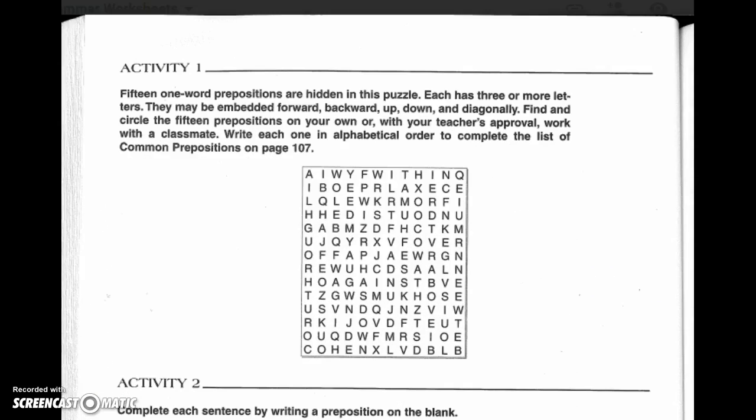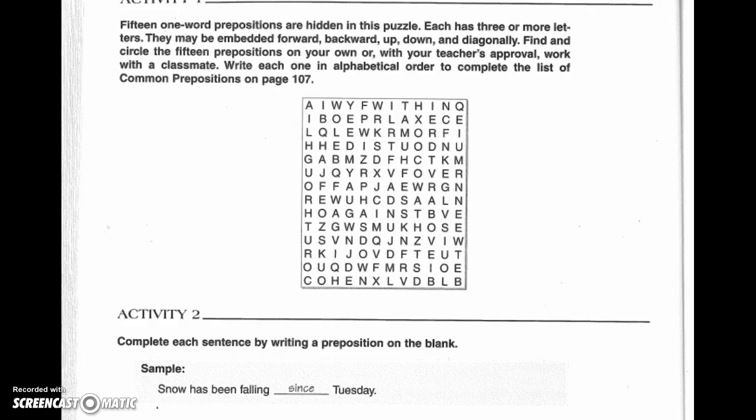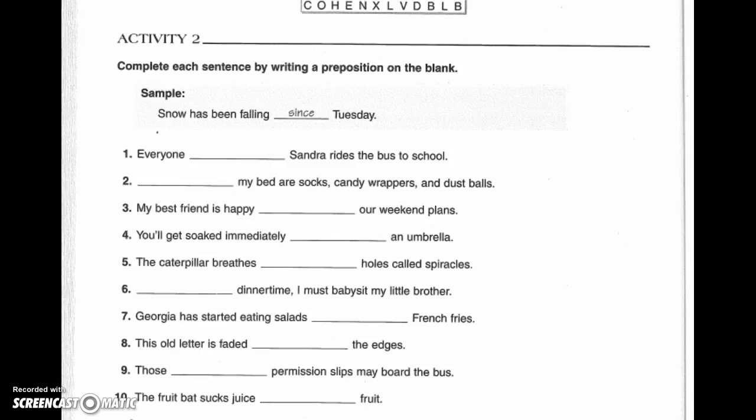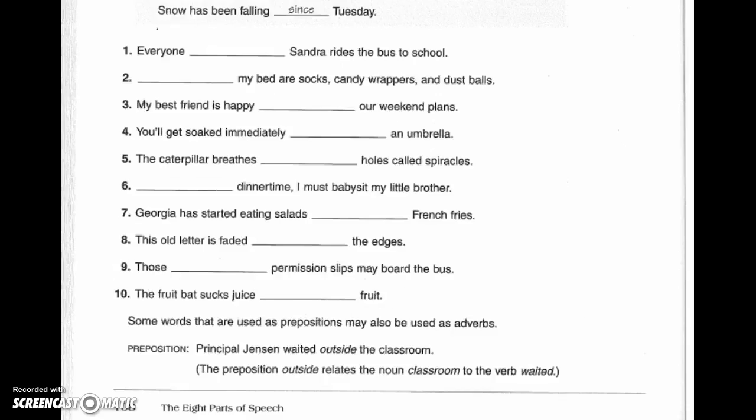Here's the grid that you're going to be using to fill in the blank on the previous page. For activity 2, I do want you to do all 10 of these. You're just going to simply write a preposition that works on the blank provided. Pause your screen, and we're going to go on to activity 3 when you're done.